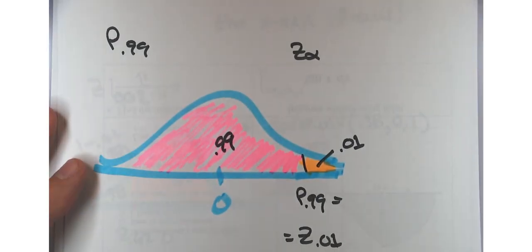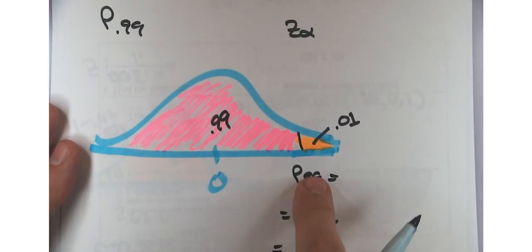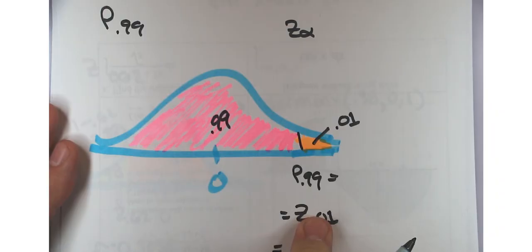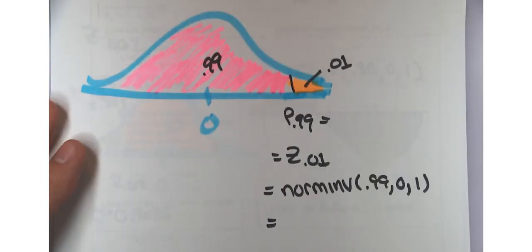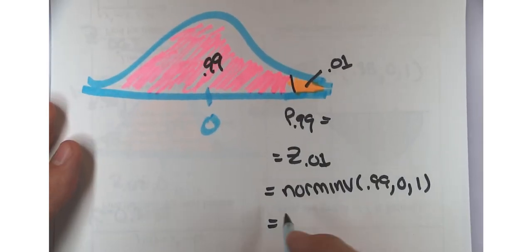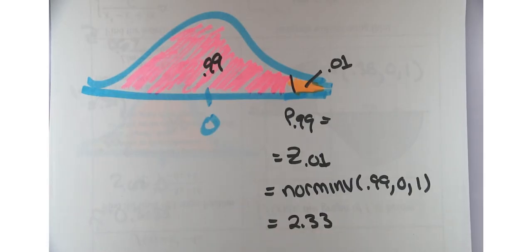So this is just the notation for it. It's not the actual value, right? We're going to get the actual number when we do the norm inverse command of 0.99, comma 0, comma 1. And that should give you about 2.33. I used to have these memorized a little bit better when we had to use the tables, which was just awful, but it was what we had to do.